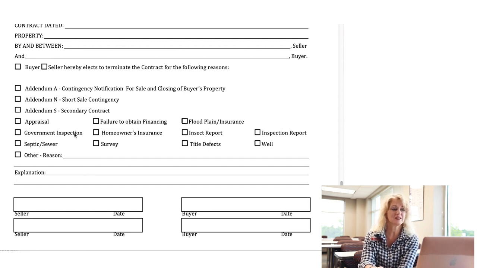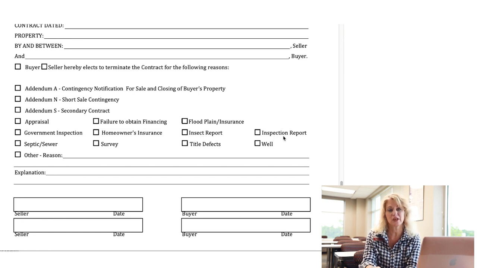Government inspection, so the seller refuses to perform the repairs required for occupancy in a given municipality, and the buyer and seller have gone through those dates, the days provided within the purchase contract to negotiate those repairs. They've not come to an agreement, then that could be a reason to terminate. Homeowners insurance. If the buyer is unable to obtain homeowners insurance, they can terminate for that reason. The termite report or insect report, if there's no agreement on that remedy, that could be a reason.